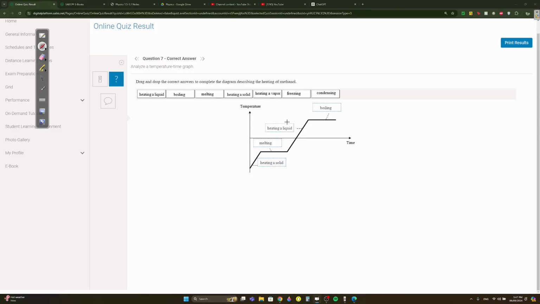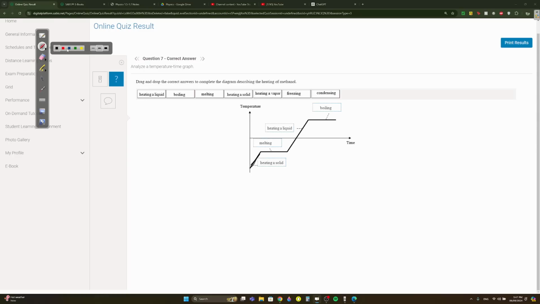Question 7. Okay, this is pretty self-explanatory. Here it starts as a solid. You have two plateaus. So the first plateau is obviously melting, and the second one is boiling. Okay, here we start with heating a solid, right?